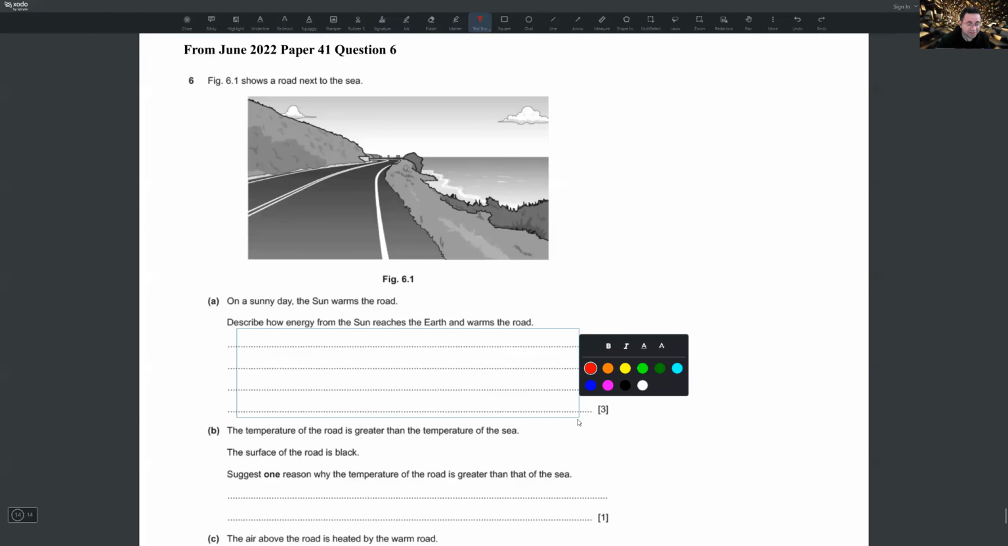So infrared radiation is emitted by the sun, travels through a vacuum, and is absorbed by the road.